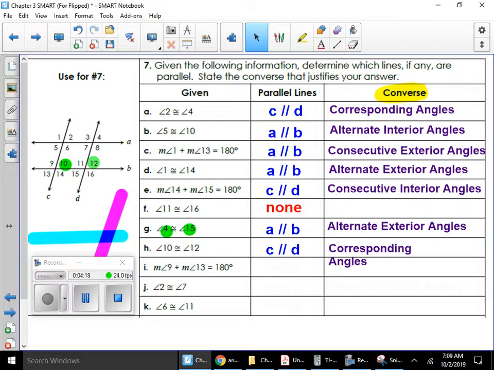Next one we're looking at is 9 and 13. Note they do share a transversal and all that good stuff, but 9 and 13 are a linear pair. Unfortunately, there is no linear pair converse, so we can't say anything about parallel lines given 9 and 13.